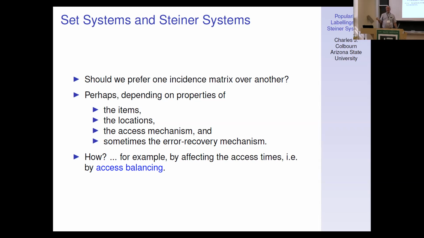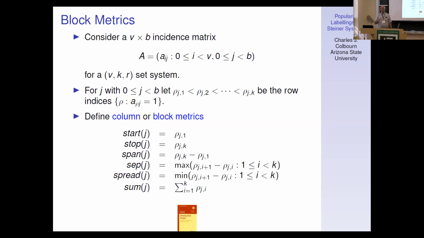Well, how might these affect things? For example, if they affect the access times to the data on the storage locations, then I might prefer one incidence matrix over another. And so that's a general area called access balancing. Now, let's just throw out a whole bunch of them.